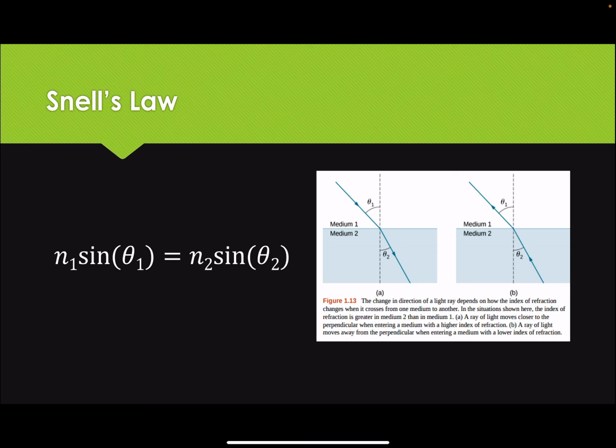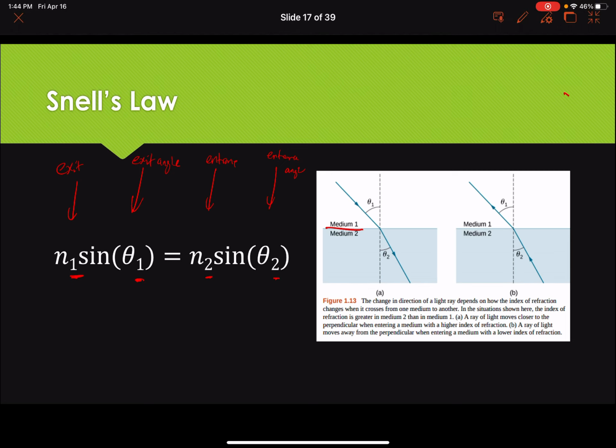n1 sine theta 1 is equal to n2 sine theta 2, where these ones correspond to one medium and these twos refer to the other medium. Note that this equation is symmetric. Both sides are exactly the same except for the subscripts, and so it doesn't actually matter whether medium 1 is the original medium or not. They just need to be aligned. So if this is your exiting medium, this needs to be your exit angle, right? And if this is your entrance medium, this should be your entrance angle. And you could even have it on the other side, but again, it's symmetric, so it doesn't really matter which side's which.